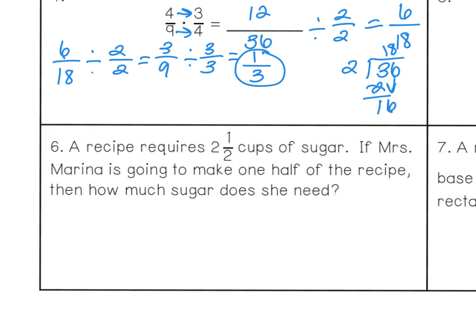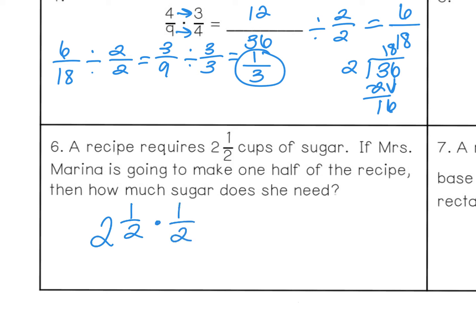Looking at question number 6. A recipe requires 2½ cups of sugar. If Mrs. Marina is going to make 1/2 of the recipe, then how much sugar does she need? Okay, so we are going to take our 2½ cups of sugar that a recipe requires. 2½. Okay. Mrs. Marina is going to make 1/2 of the recipe, so we're multiplying it by half.